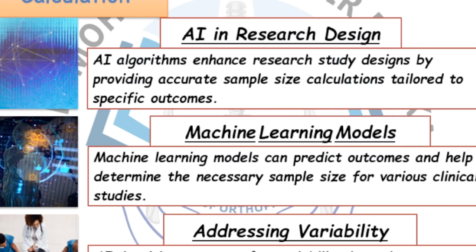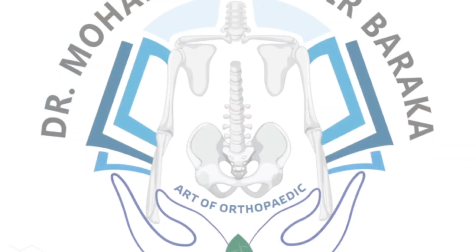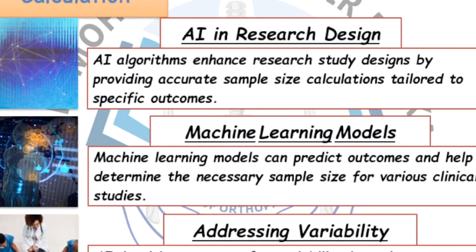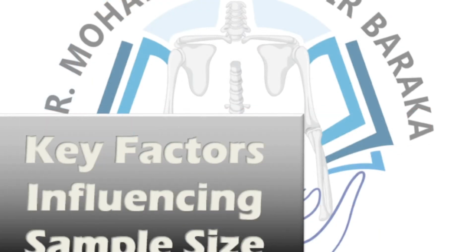AI algorithm for sample size calculation. We have algorithms in a research design. This enhances research study design by providing accurate sample size calculations tailored to specific outcomes. Machine learning models can predict outcomes and help determine the necessary sample size for various clinical studies. Addressing variability, AI algorithms account for variability in patient populations, leading to more robust and reliable study results.